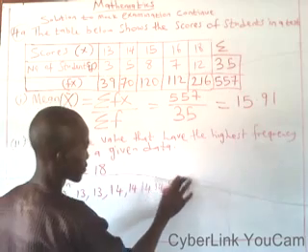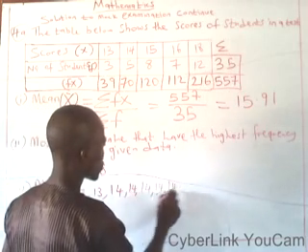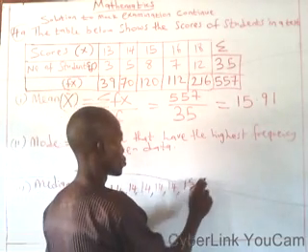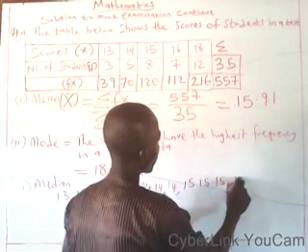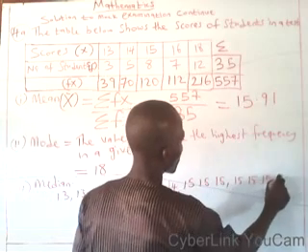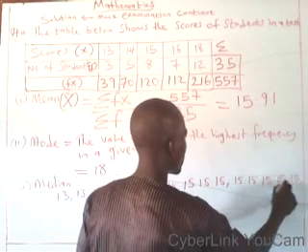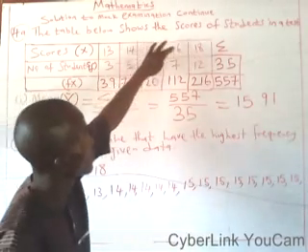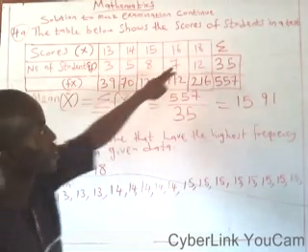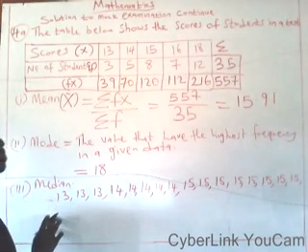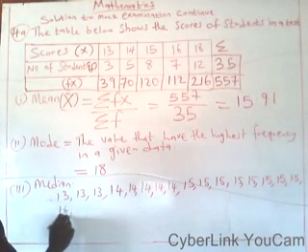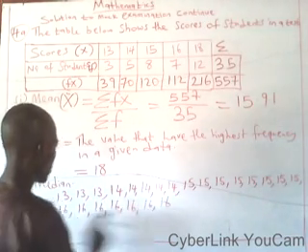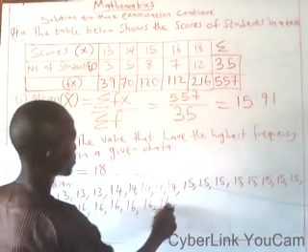1, 2, 3, 4, 5. Another score that we have is what? 15. How many students scored 15? 1, 2, 3, 4, 5, 6, 7, 8. 8 students scored 15. The next score is what? 16. Scored by how many students? 7. Now we are going to write 16 7 times. 1, 2, 3, 4, 5, 6, 7.